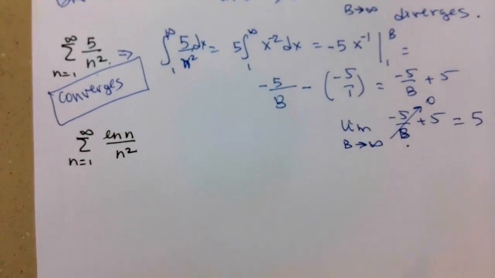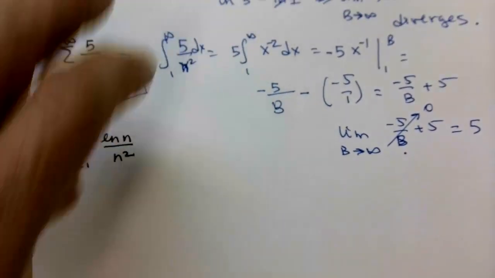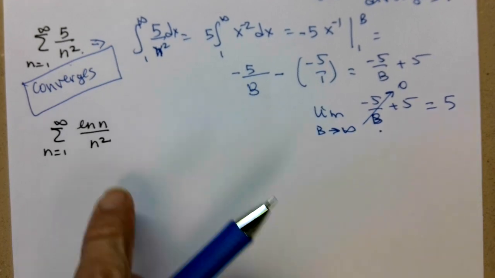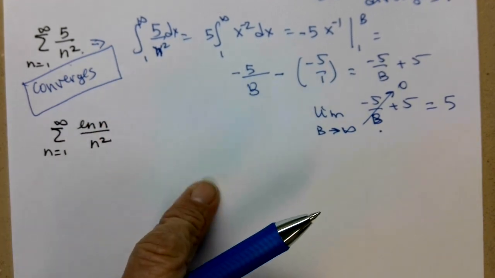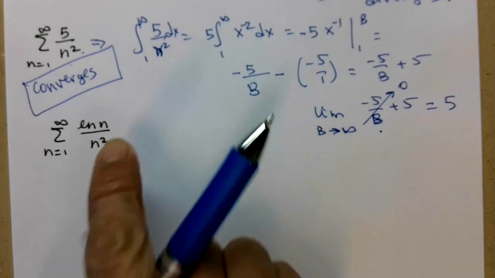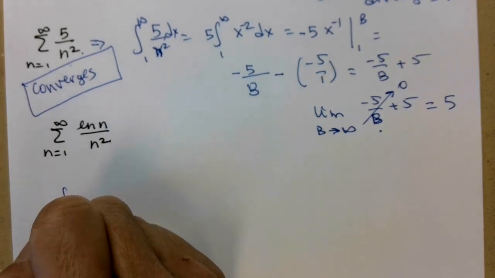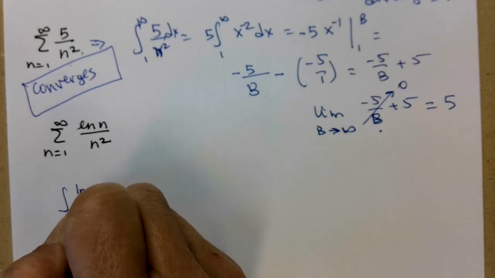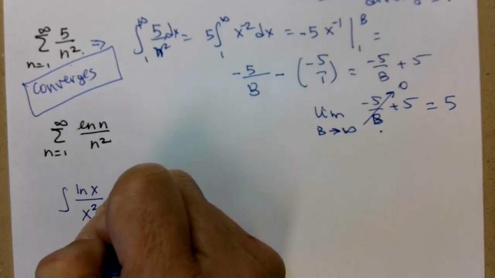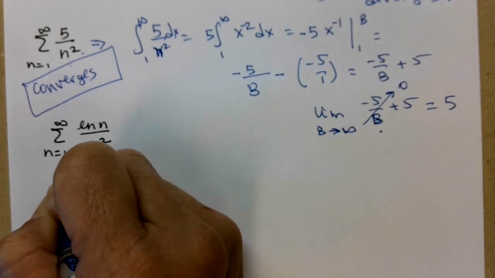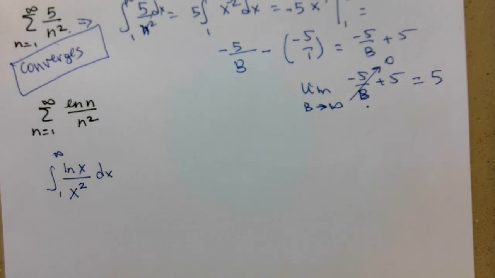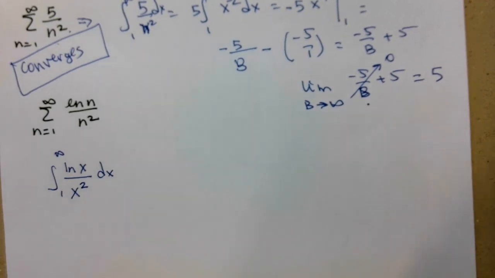Okay, so let's do one last one because we wanted to practice some actual, hard integrating. Remember all of our integration techniques. So nth term goes to 0, right? N squared goes much faster than natural log n. So now we're going to check the natural log x over x squared dx from 1 to infinity. So my inclination is parts.